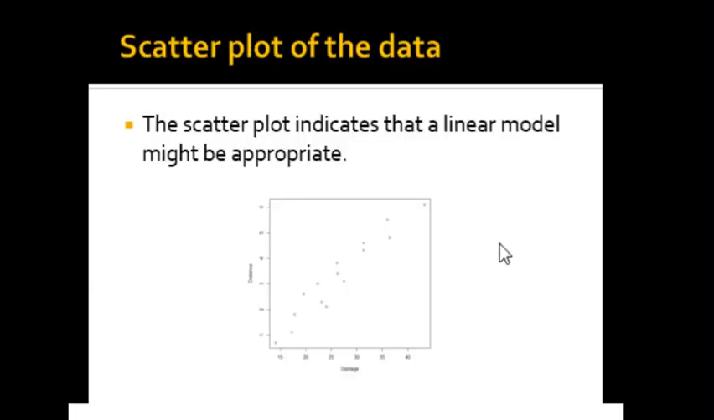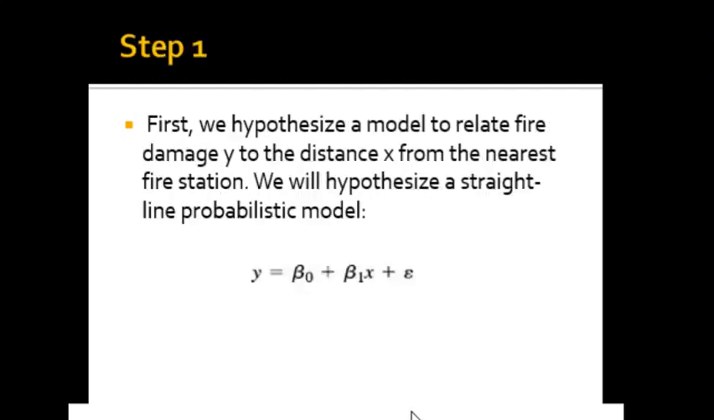Now the first step is to just make a simple scatter plot of your variable x versus y to see if the linear model is appropriate. Here we have our data points. As you can see, they are forming a pretty straight line. So we will try to fit a straight line model to this and then use that for prediction.